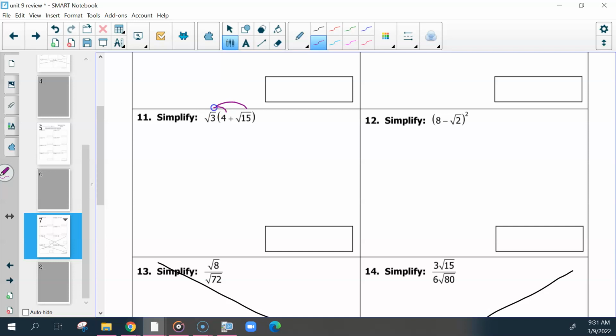Square root of 3 times 4 would just be 4 times the square root of 3. The square root of 3 times the square root of 15. Multiply those both underneath the square root. So 45. And we could simplify this. So two factors are 9 and 5. Square root of 9 is 3.